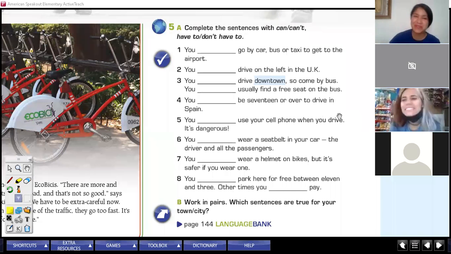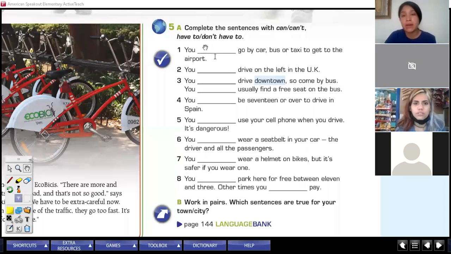Okay. Don't worry. We are on the same topic as in the last class, which is can, can't, have to, and don't have to. So we're continuing with the same. Now let's go to this exercise, and it says complete the sentences with can or can't. Only with can or can't. Let's do it together because maybe you can get confused, and then you're going to do another exercise on your own. In the first one, it says you go by car, bus, or taxi to get to the airport. You what? You can or you can't?